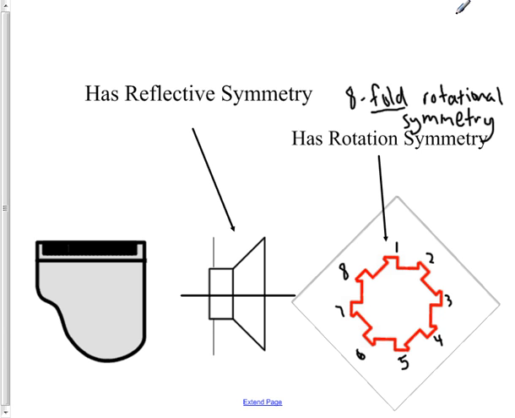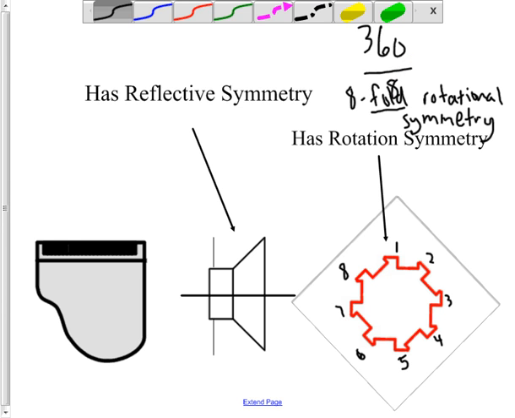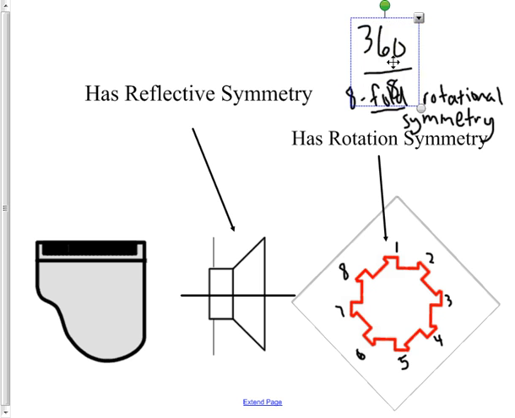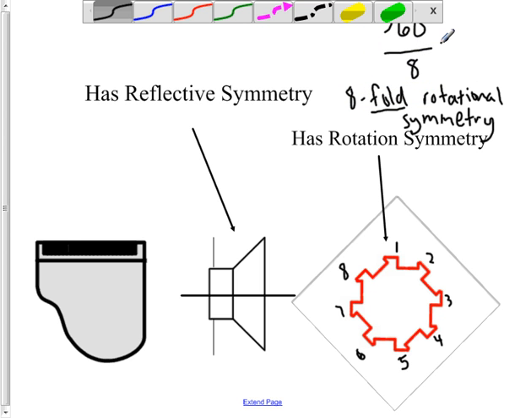Okay? And then another thing you'll be talking about with rotational symmetry is how many degrees you rotate it each time. So if it has 8-fold rotational symmetry, that means we would rotate it, well, all the way around is 360 degrees. So each time you would rotate it 360 divided by 8. Oops, I'm sorry, that got kind of messy. So it'd be 360 divided by 8, which is 45 degrees.